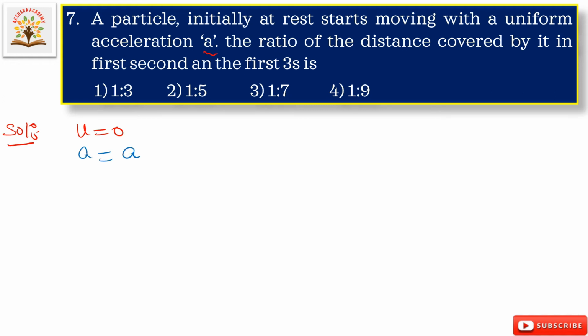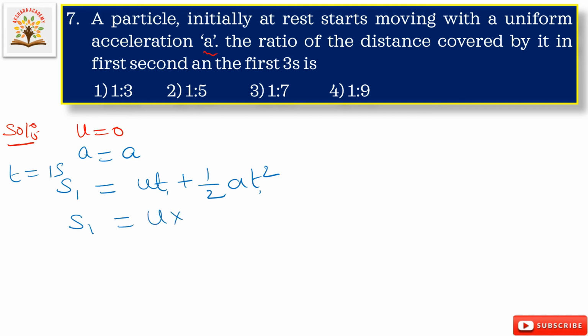Now we are calculating the distance traveled in the first second. t is equal to 1. So S1 is equal to ut1 plus half a t1 square. Here we are taking t is equal to 1 second. So S1 is equal to u into, here u is given as 0, so 0 into 1, plus half a into 1 square. So S1 is equal to a by 2.